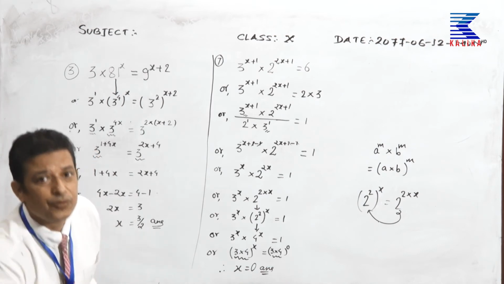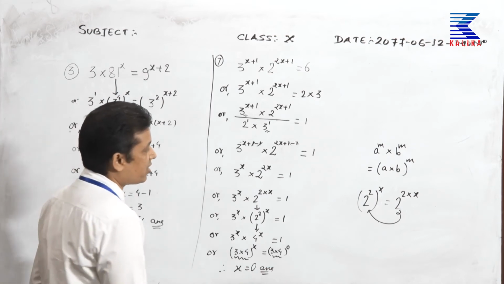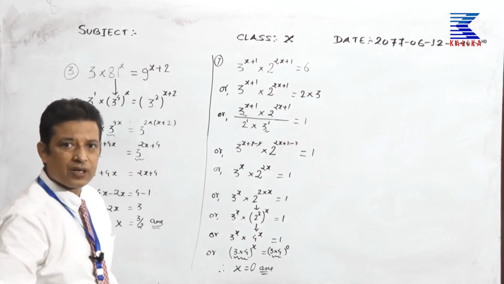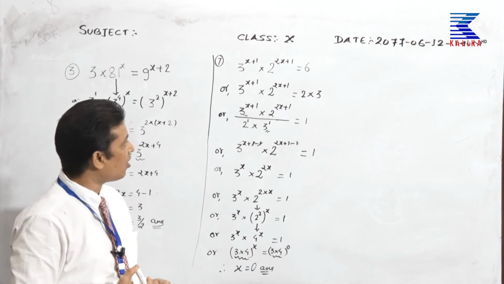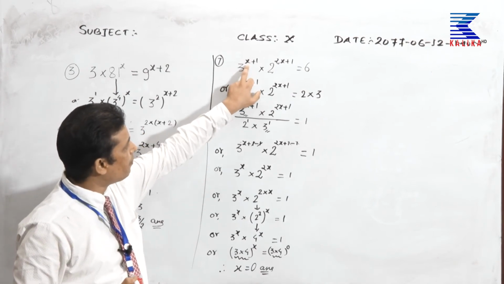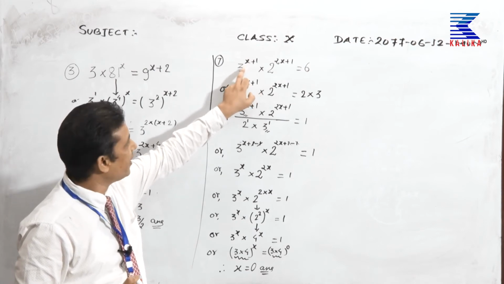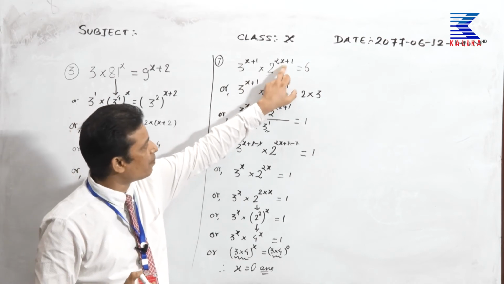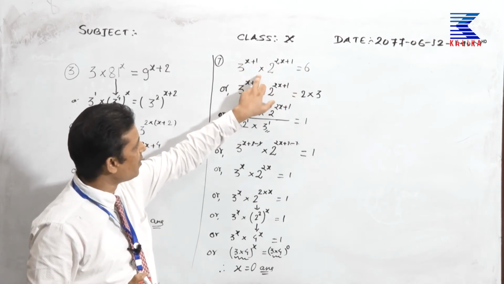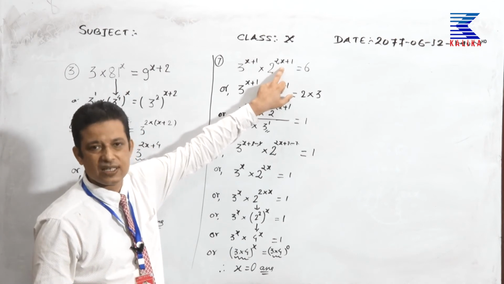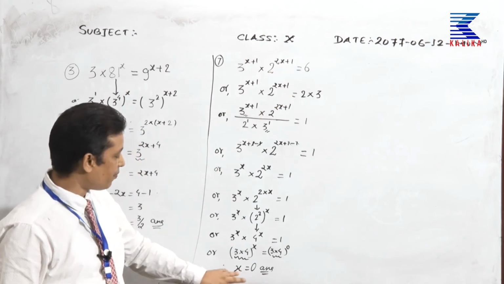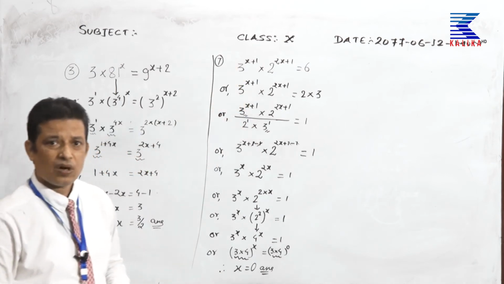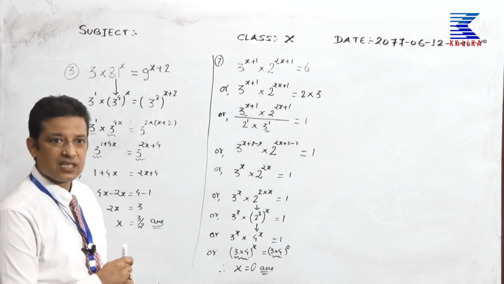And sometimes if you want to check your solution, whether your solution is correct or not, simply for you to be confident, you can check by putting the value of x equal to 0 here. It becomes 3 to the power 0 plus 1 times 2 to the power 0 plus 1, which is 3 to the power 1 times 2 to the power 1, and obviously it is 6. You can check by putting x equal to 0 in this question as well. So, I hope you have understood this question as well.